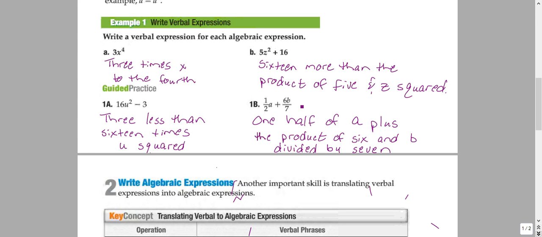A lot of times it's a little bit tricky for students to realize that a fraction sign actually means that you are dividing. You could say the quotient as well. So something that you might want to bring up to them.